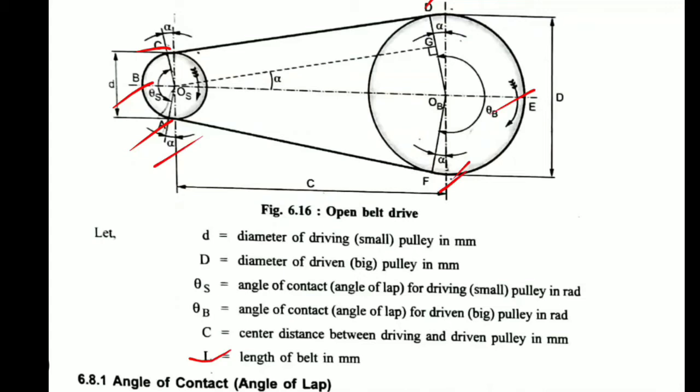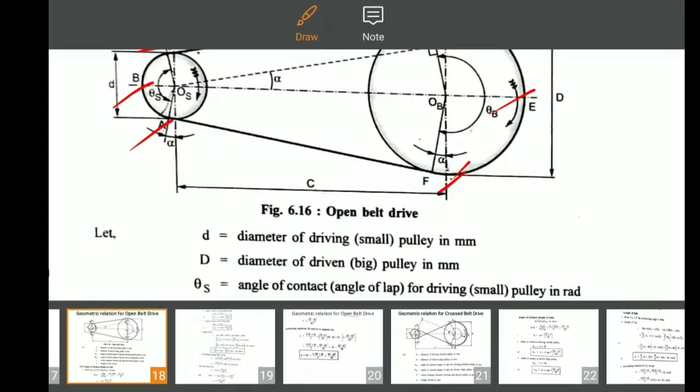Small d is, of course, the diameter of the smaller pulley. Bigger D, that is capital D, is the bigger pulley. Theta s is the smaller angle of contact or angle of lap. The bigger angle of lap is theta b. C is the center distance and L is the length of belt. Clear? Now the next part, how to derive this.